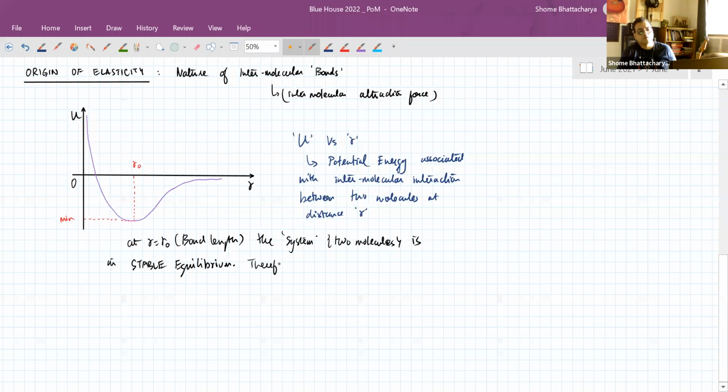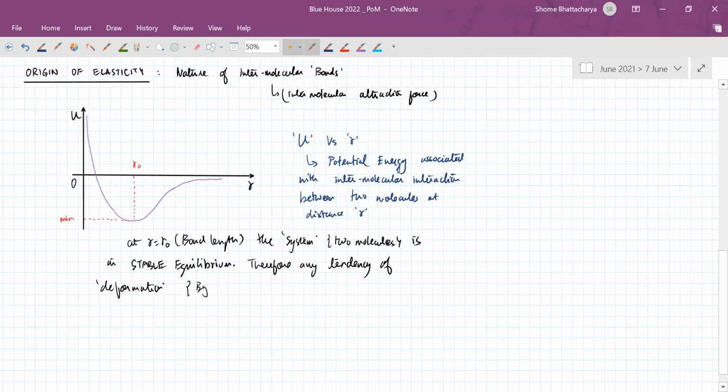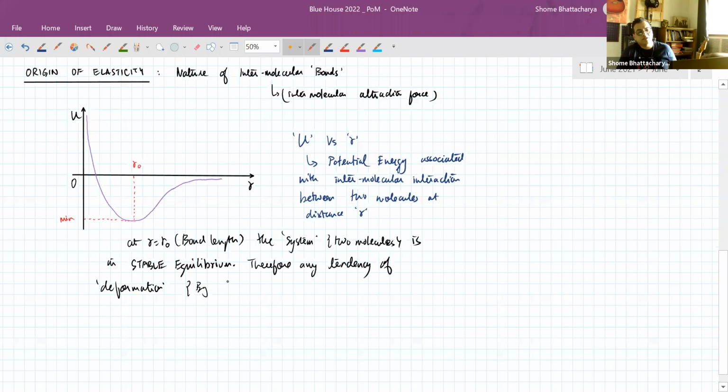Therefore, any tendency of deformation by bringing the molecules to r less than r naught or r greater than r naught results in a restorative intermolecular force.